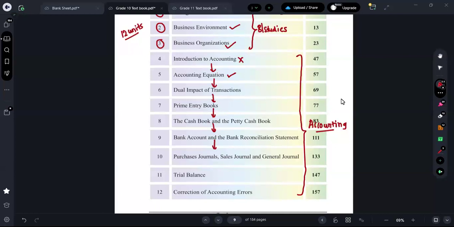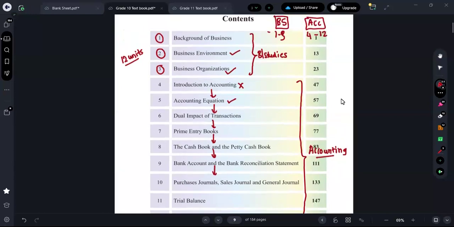From the very beginning we are starting the syllabus, so from the fourth unit onwards we will be doing what? Accounting. So I'll say the simple message again and again, it's very important. Study accounting from the fourth unit onwards without missing a single class. That will help you to understand the subject perfectly. That's all about the grade 10 syllabus, guys.